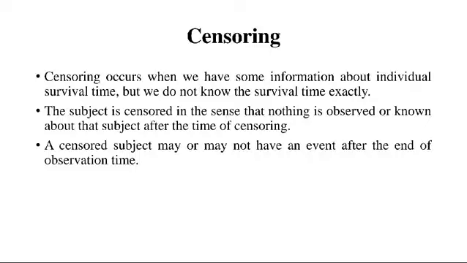As we know, censoring is this: the event occurs and every time we are observing it, but at a certain point of time we leave out the observation, so that is called censoring. It occurs when we have some information about the individual but we do not know the survival time exactly. So at that time we may miss that observation, and that is called censoring.